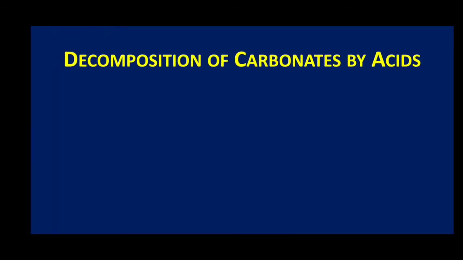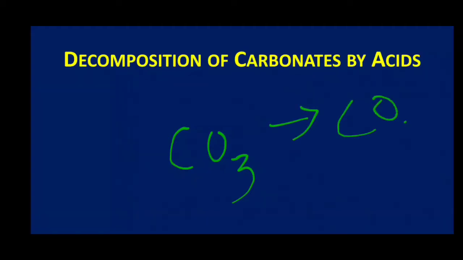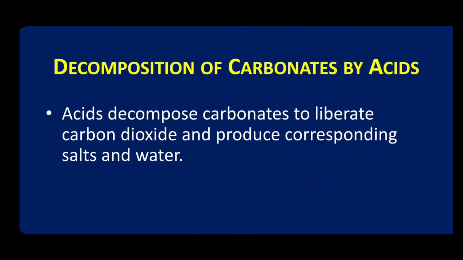First, decomposition of carbonates by acids. What is a carbonate? Carbonate is something that contains a CO3 group. When you have a CO3, what are you going to get from it? You are going to get carbon dioxide, a CO2. So carbonates decompose to liberate carbon dioxide and produce corresponding salts and water.